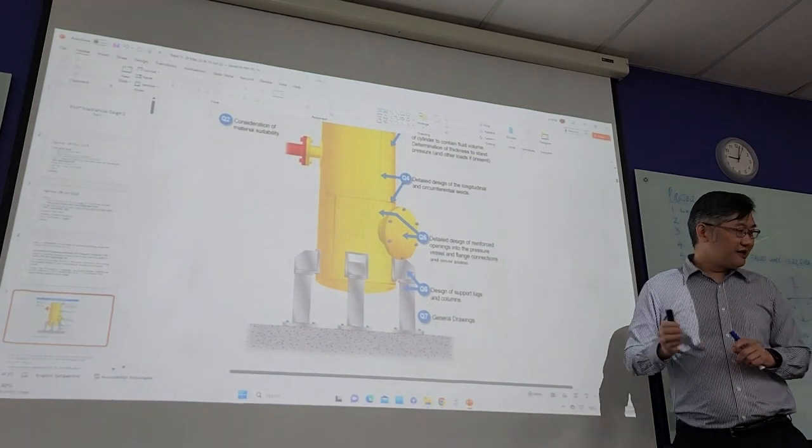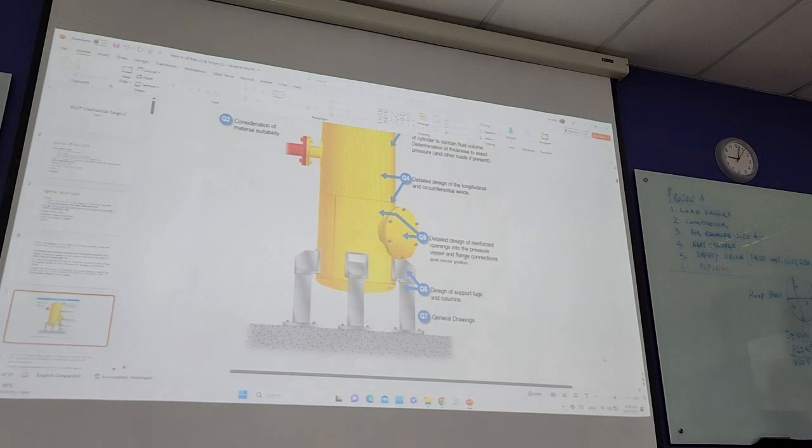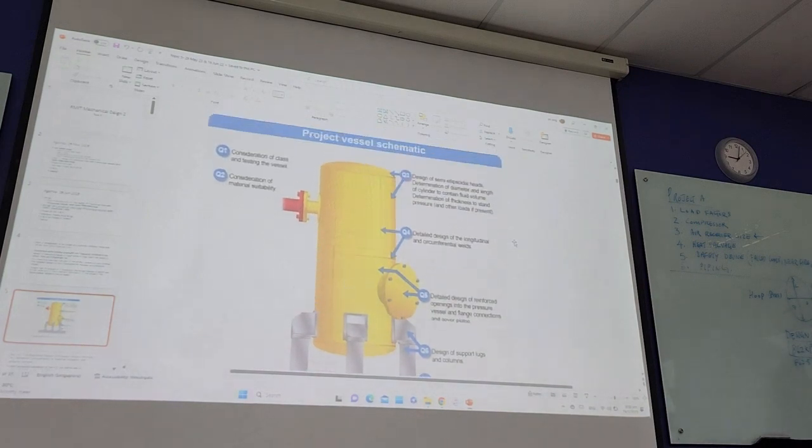Okay, so today our focus will be question 1 and 2. I will show you how to go about selecting the material. Then we talk about question 3, how to find out the thickness necessary for this air receiver.